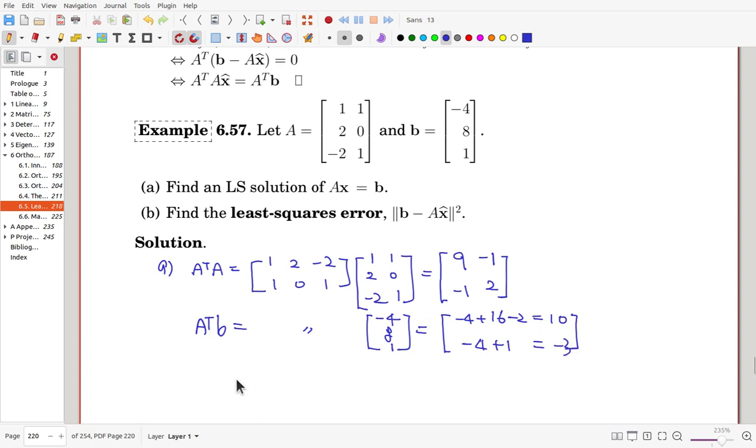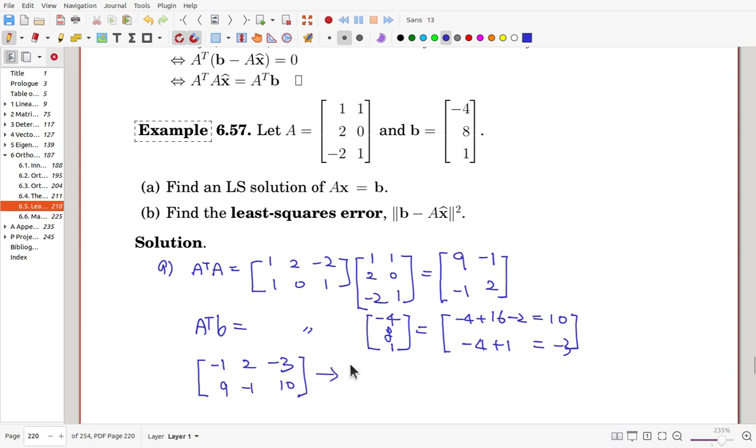So we have to solve the system with that 2 by 2 matrix, and here the right side is that one. We can solve this conveniently by using elementary row operations for the augmented matrix, or you can find the inverse of that matrix quite easily. But anyway, we'll start with the augmented matrix. Let's write it down first: 9, minus 1 and minus 1, 2, and the corresponding right side is 10 and minus 3.